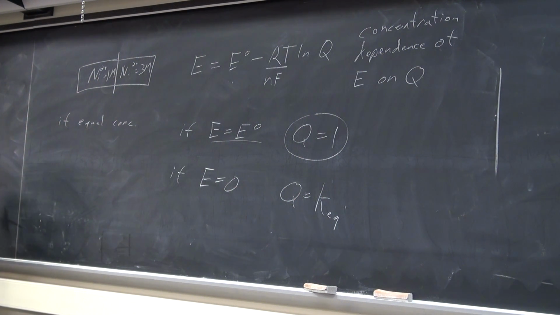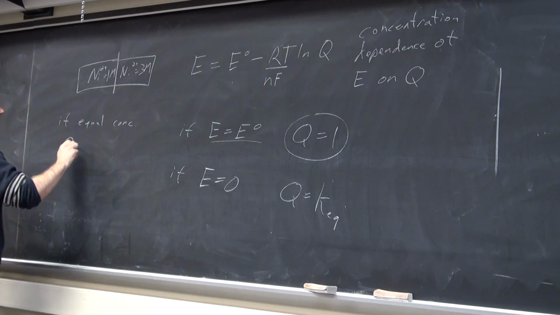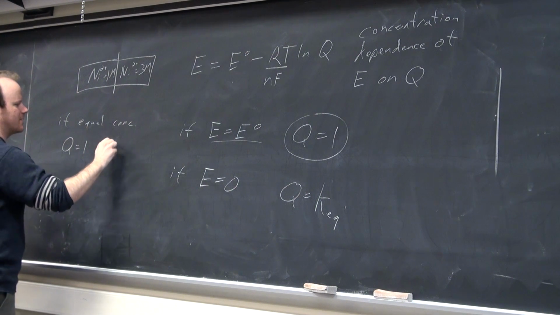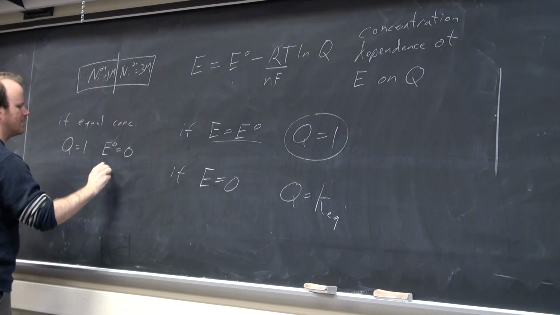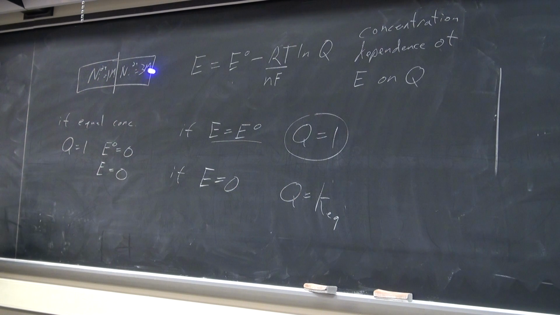Concentrations. What's Q? Q equals 1, E0 equals 0, and E equals 0. So there's no potential across this cell if the concentrations are equal. But when you start to get different concentrations, so if you have 3 molar versus 1 molar, you can easily write the Q for that. It's just one concentration divided by the other, right? And then you can calculate the delta E across that cell.